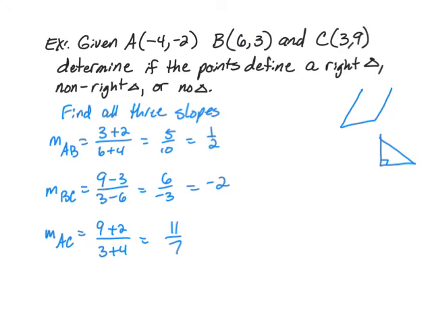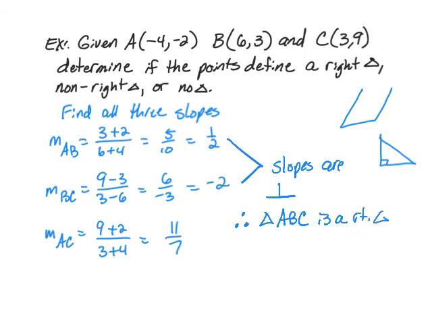Therefore, and here's what you have to write. You have to have a statement. You can point these two out, and you can say slopes are perpendicular. And then you say the three dots mean therefore. Therefore, triangle ABC is a right triangle. Okay? You have to have a concluding statement when you do a proof like this.